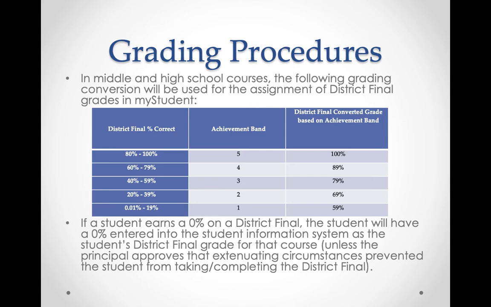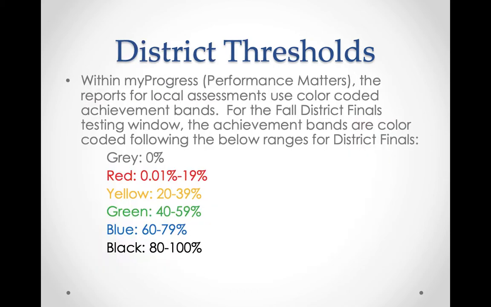Yes, this is kind of silly, but this is how they do the grade. If the kid gets one question right, they get a 59. If they get 80% of the questions right, they get 100. And you can see the rest of the scale in there. When they show up for you, you'll see the colors.